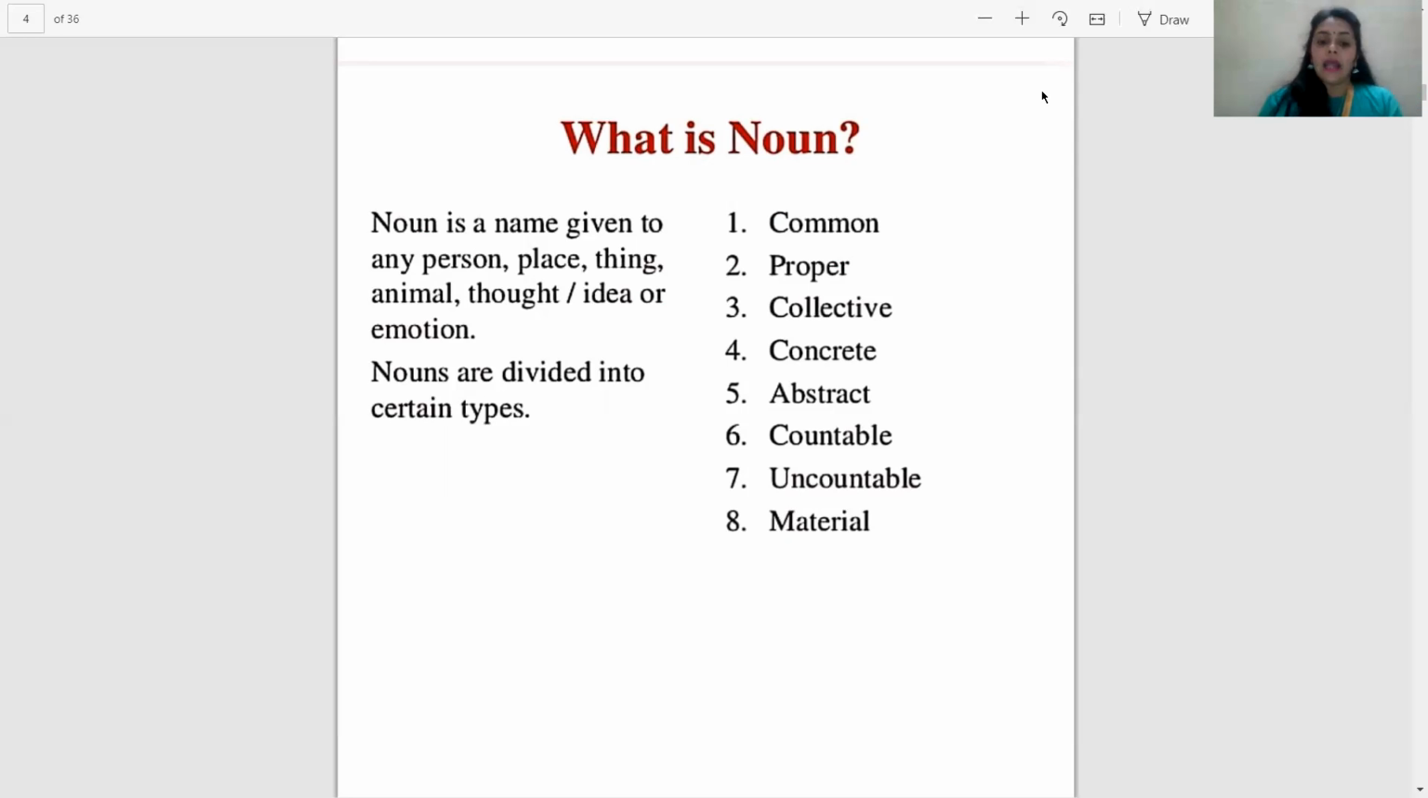All these, which are proper, common, collective, abstract, concrete, material, all these nouns come under the category of countable or uncountable nouns. So what are countable and what are uncountable nouns? The nouns which we can count, they are countable of course, and the nouns which we cannot count, they are uncountable.